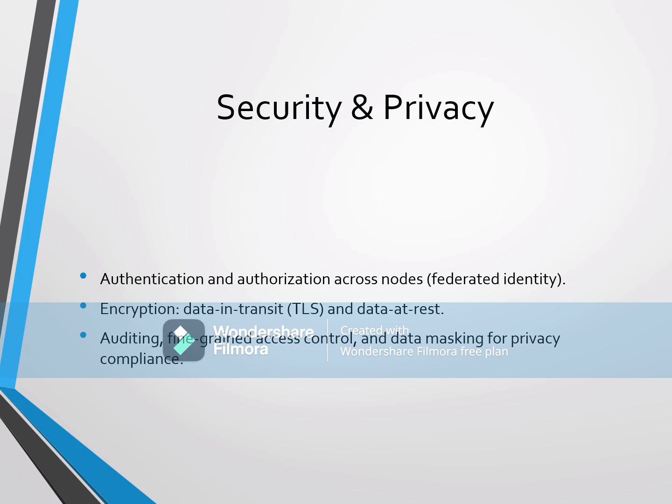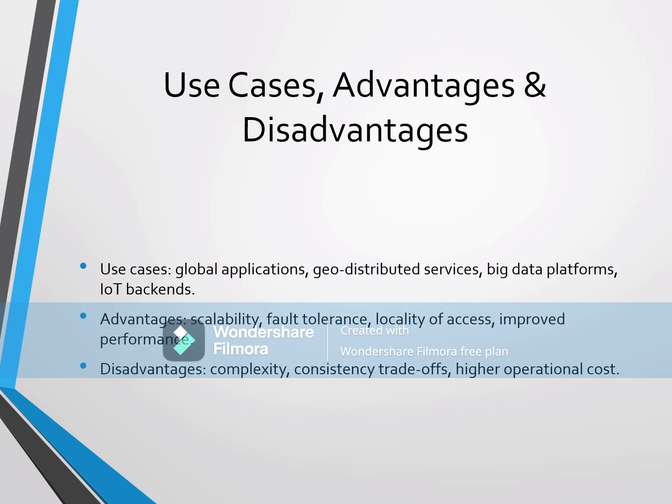Distributed databases excel in global applications, large-scale analytics, IoT backends, and social platforms needing scale, low latency, and high availability. Advantages include horizontal scalability, resilience to localized failures, and improved data locality. Drawbacks include increased system complexity, operational overhead, and trade-offs around consistency.